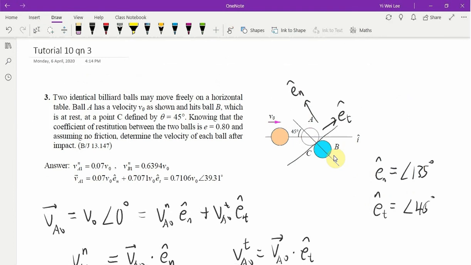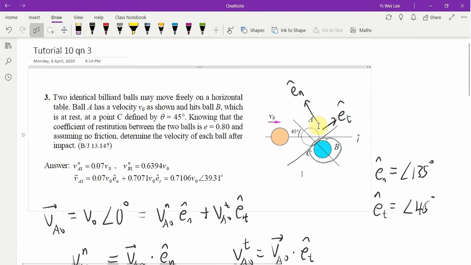So let's try to draw a system boundary across particle B. If we draw a system boundary across particle B, the only force acting on particle B is the collision force, and this collision force is also along the direction normal to the collision plane, right? This collision force is along the same direction as the normal to the collision plane.